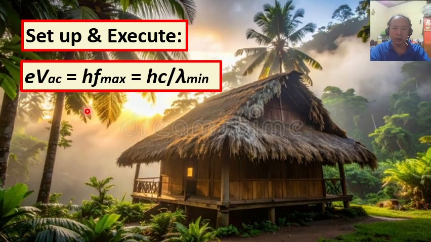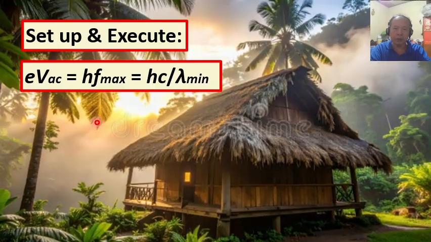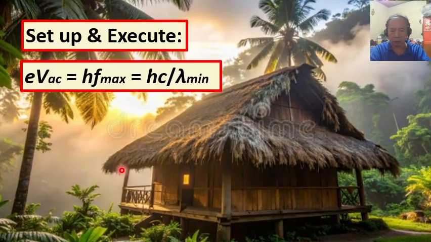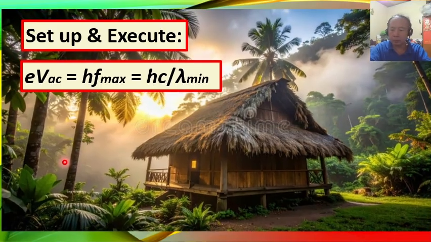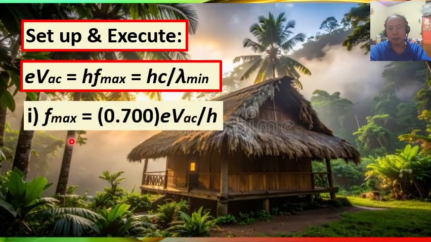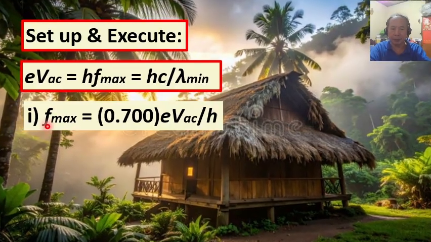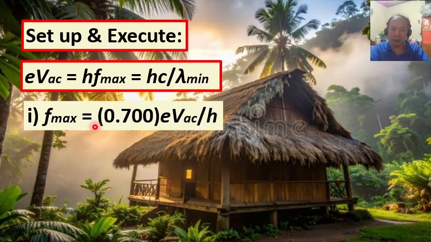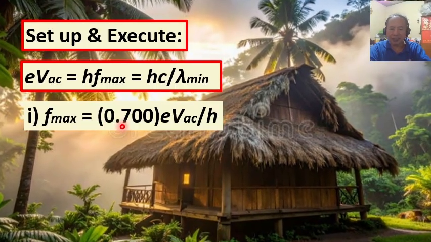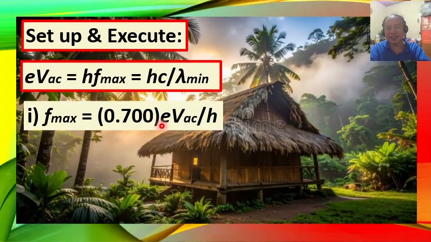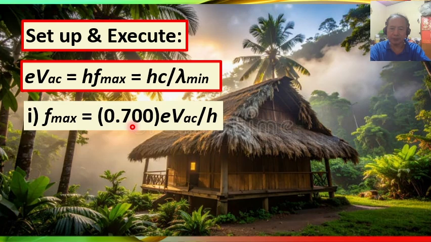So, using the Bremsstrahlung equations, we can now compute the maximum frequency of the emitted photon. That is, f max is equal to, as given in the problem, 70% of the electron's kinetic energy, right?